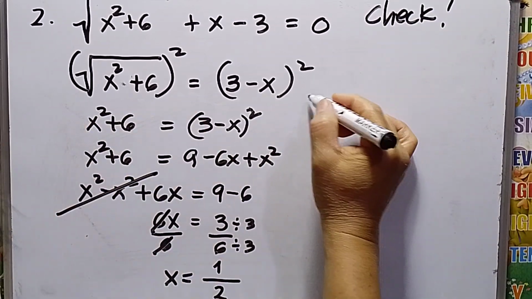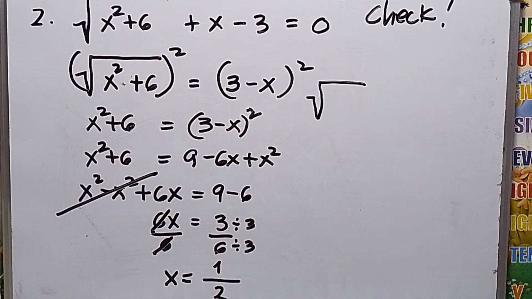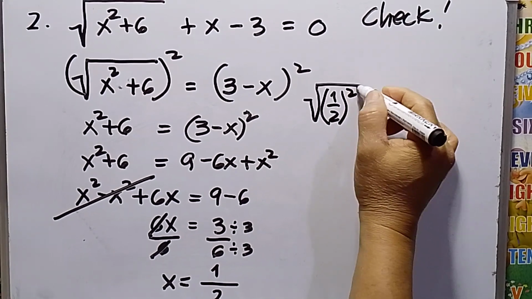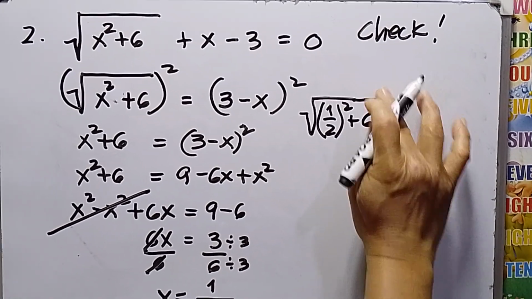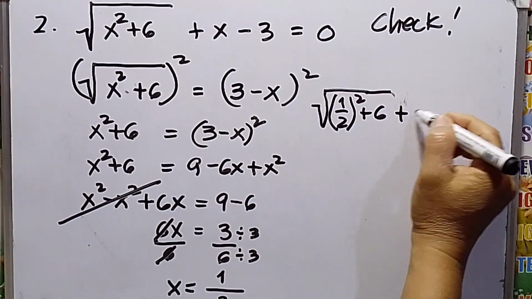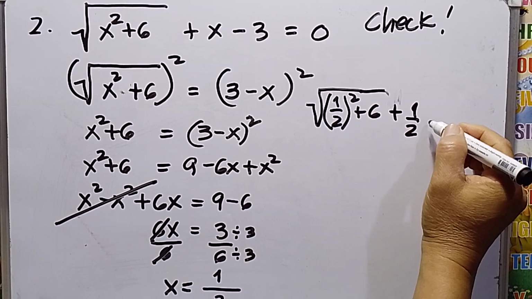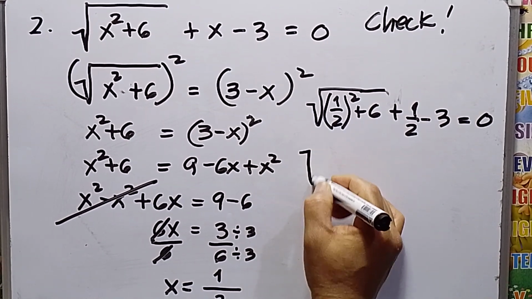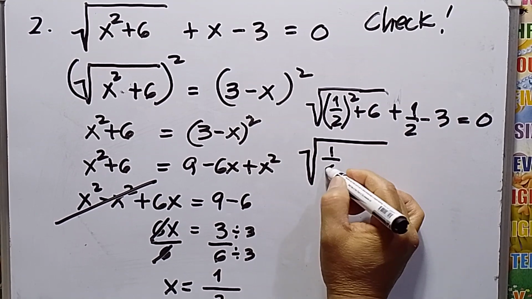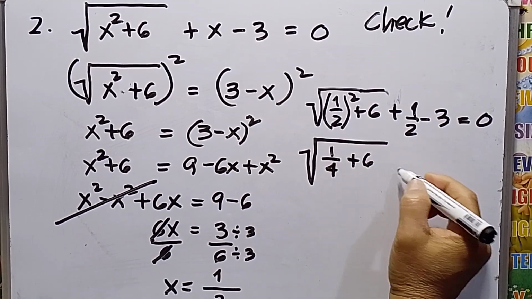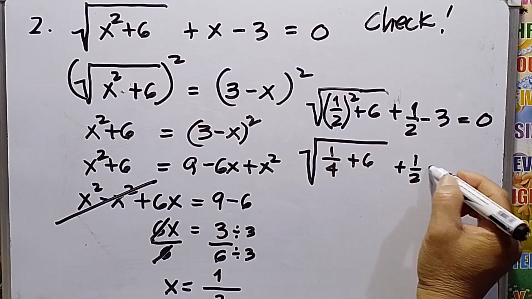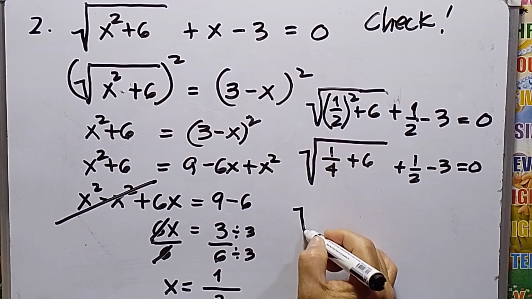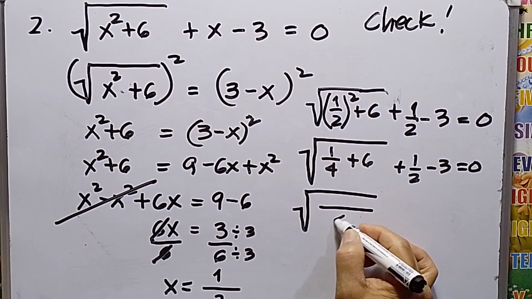Okay, so from the given equation, square root of ((1 over 2) squared plus 6), then plus 1 over 2, minus 3 is equal to 0. So this will be square root of (1 over 4 plus 6), plus 1 over 2 minus 3 is equals to 0. So find the LCD first, which is 4.